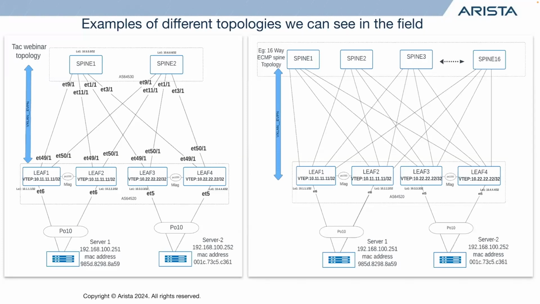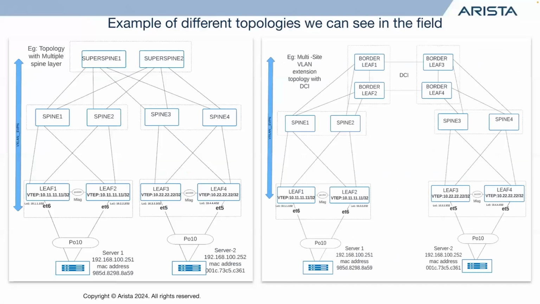Likewise, there are a few other scenarios as well. So let's explore that. On the screen, you see 2 other examples where similar leaf VTEPs can be connected in a way that there is a multi-layer spine. There is a regular spine layer and the super spine layer, in the topology you see on the left.